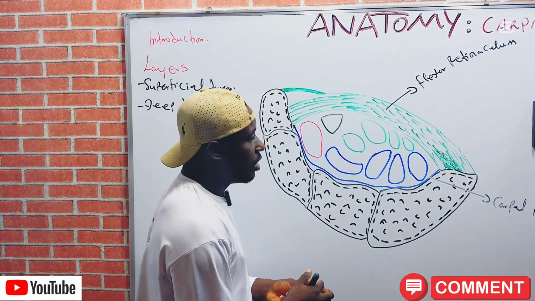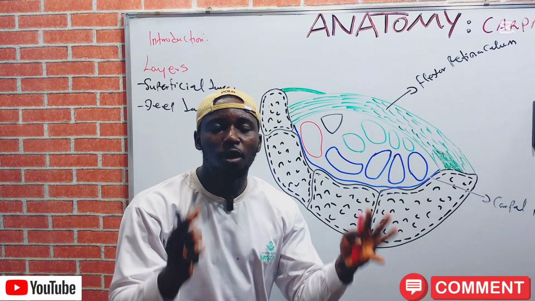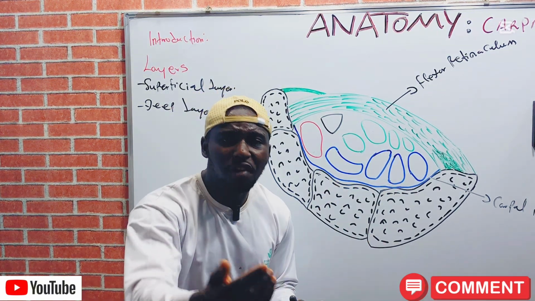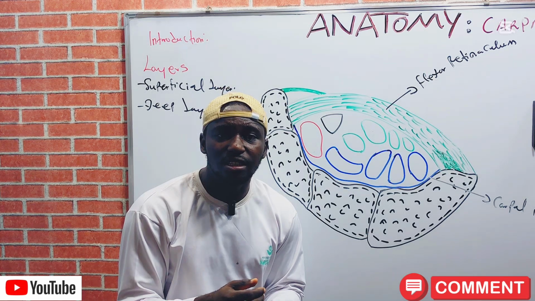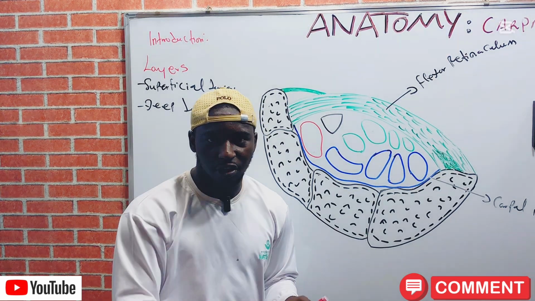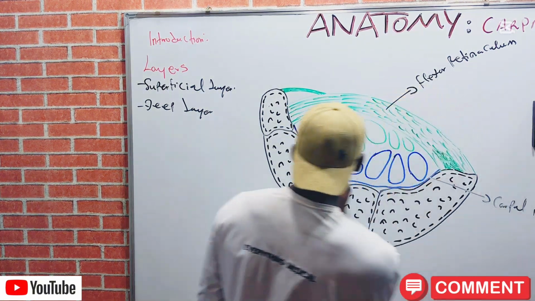Now, the carpal arch is usually concave. It forms a concave surface. And what is a concave surface? A concave surface is a surface that is hollow or shallow. It can be called the female surface. This is a concave surface. It is hollow. You can see it.